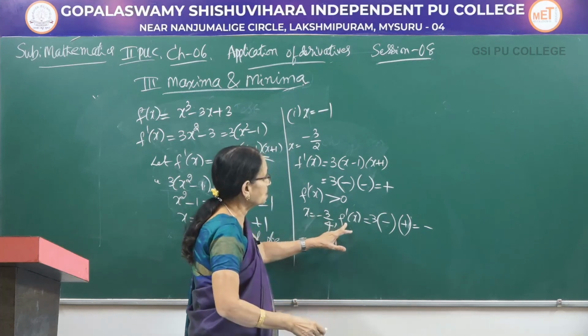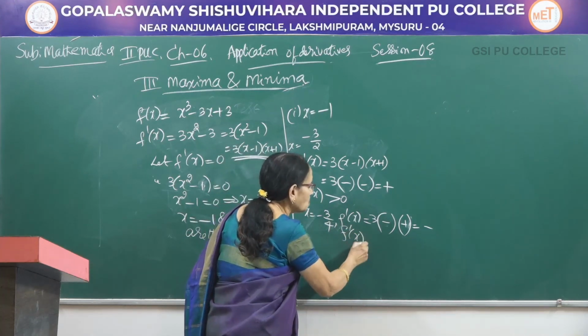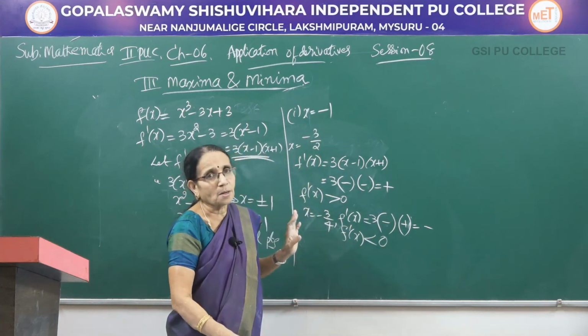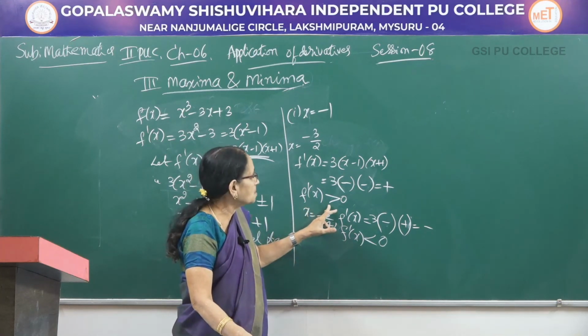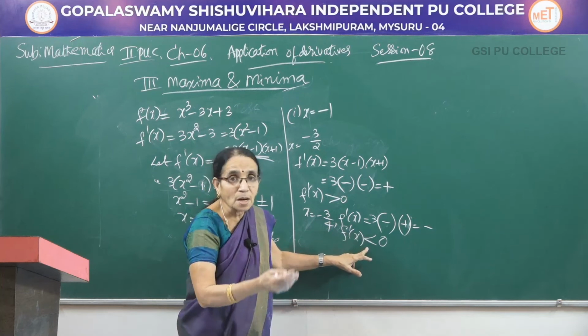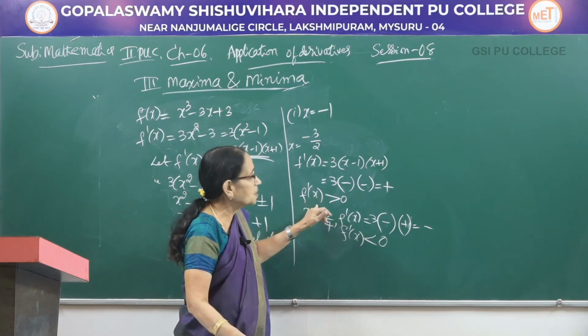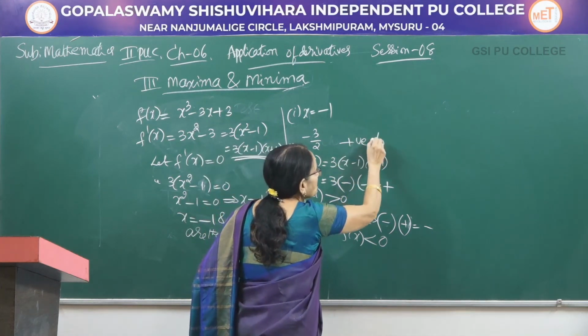So what has happened to the sign of f dash x here? F dash x is negative. So through this point, as x increases through minus 1, f dash x is greater than 0 to the left of it, and to the right of it, f dash x is less than 0. That means f dash x is changing sign from positive to negative.